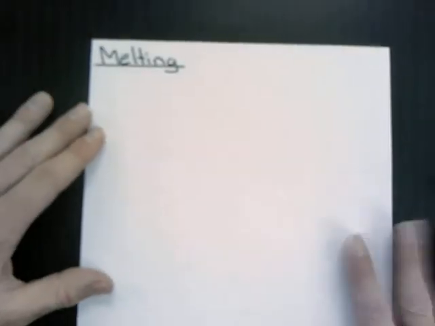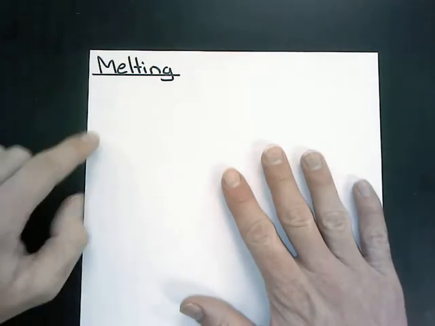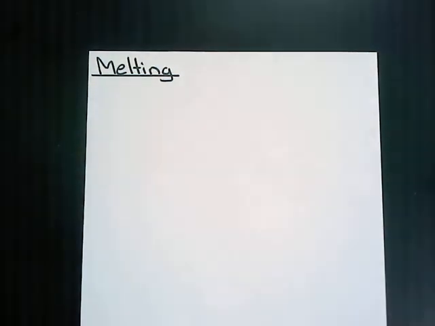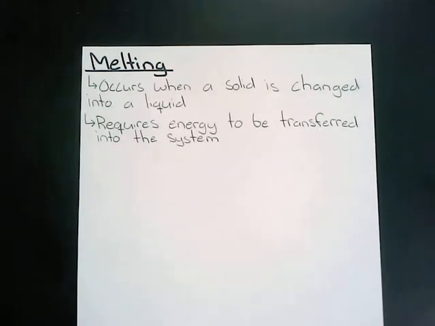Now, as we go through this, it's going to be important to pay attention to determine if this phase change either requires or releases energy. That's a very significant thing that we need to be able to identify. So melting is going to occur when a solid is changed into a liquid. Melting is going to require energy to be transferred into the system. When heat or energy flows into a solid object, melting is going to occur.